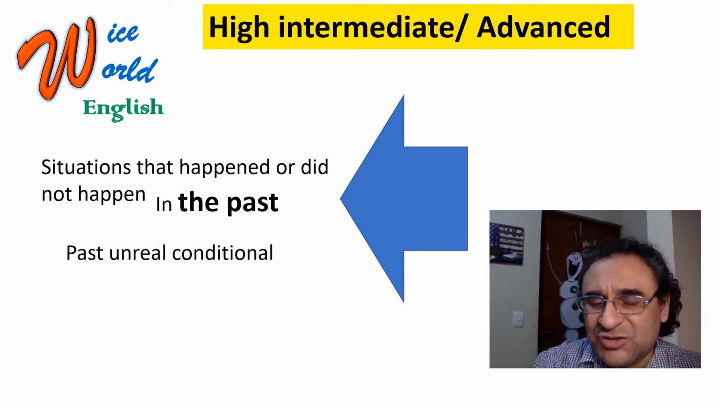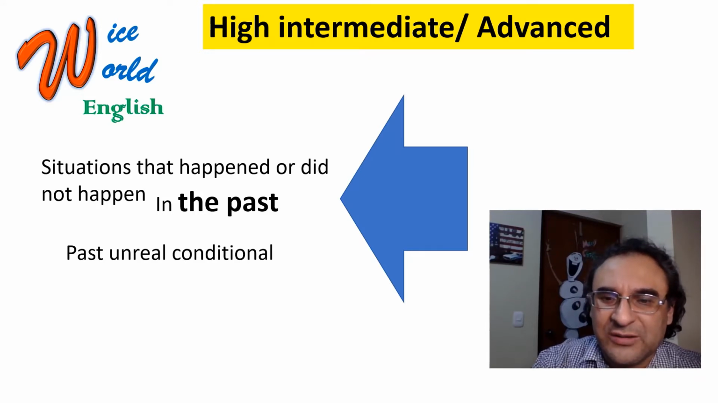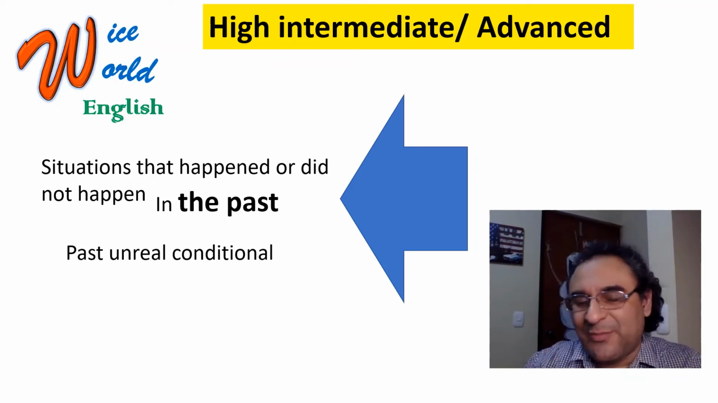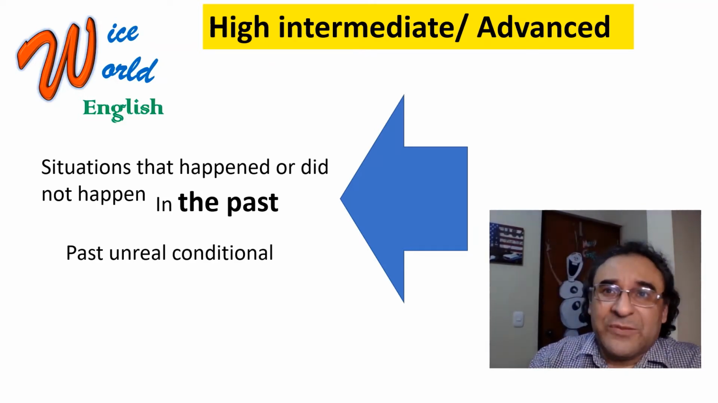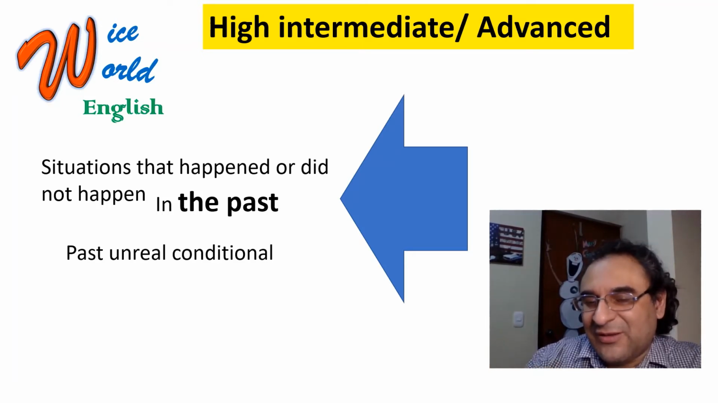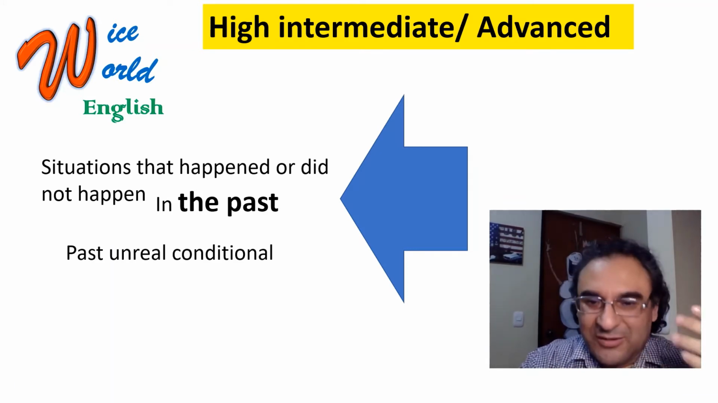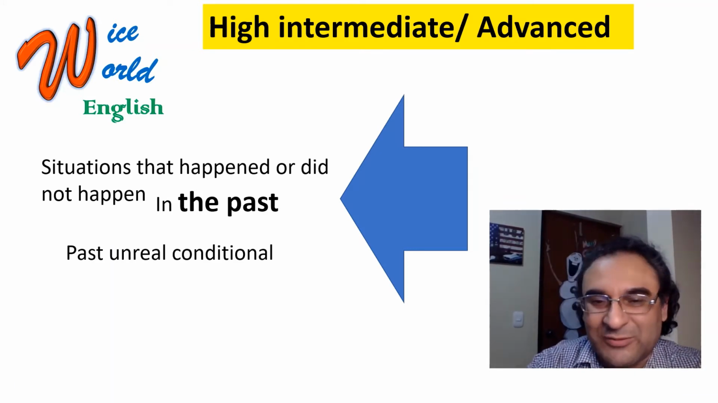The third conditional is also called past and unreal conditional, because I'm going to talk about situations that happened or didn't happen. For example, if I did something, I'm going to make a reflection about how things could have been different. Okay, that's what we're going to see in a moment.